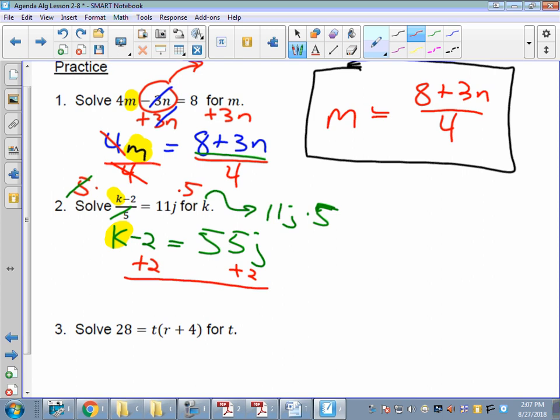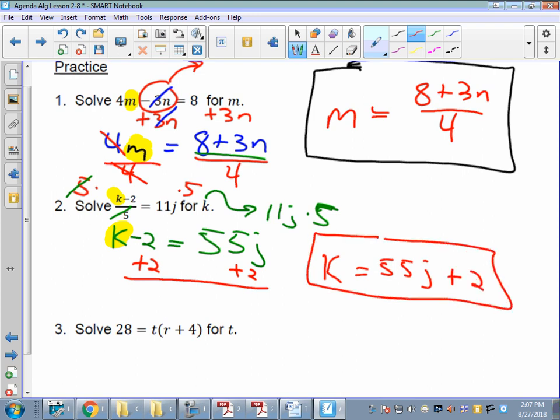And now I've got a k all alone on the left, and it's going to equal 55j plus 2. And that would be our answer. Okay? And you could write it 2 plus 55j. And up here, you could write 3n plus 8 over 4. That doesn't make a difference, but that's a simplified answer for it.